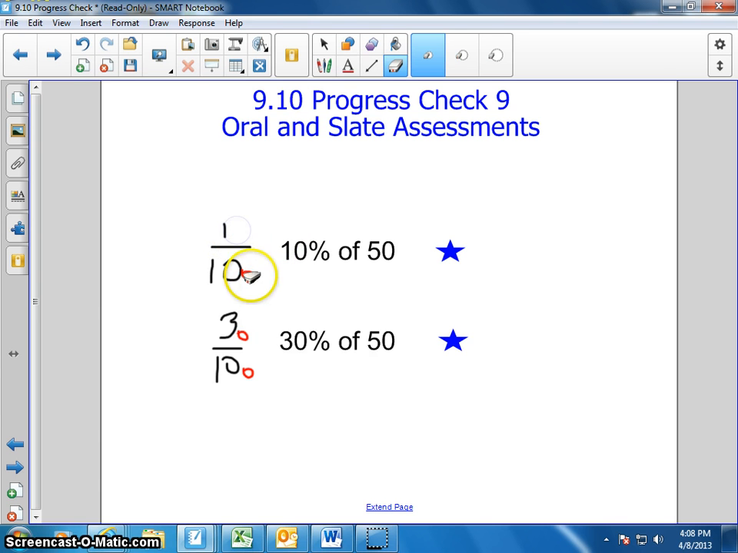But let's go back to this. So 10% of 50, or 1/10 of 50. You got it? 5, because we know that 10 goes into 50 5 different times. So 1/10 or 10% of 50 is 5. 3/10 of 50. Well, if we know that 1/10 is 5, can't we just multiply 5 times 3 and get our answer of 15? Good job.